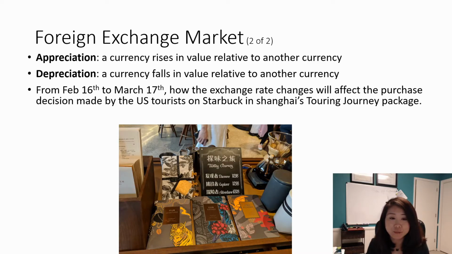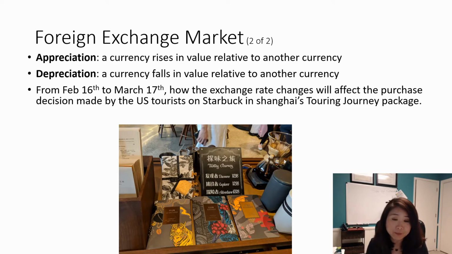They're offering what's called a tasting journey. It's a tour package that talks about the history of coffee and also teaches you how to make coffee. They have 3 different packages. One is called Discovery, one is called Explorer, and the last one is called Adventurer. The first 2 packages are the same price. They are denominated in Chinese yuan, at 298 yuan. The last package is a little bit pricier.